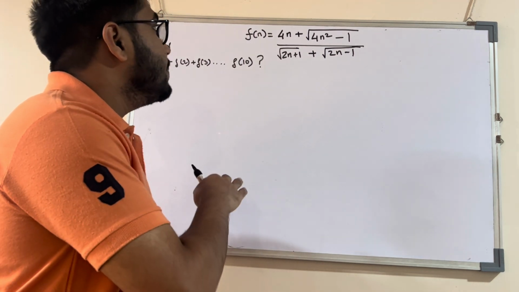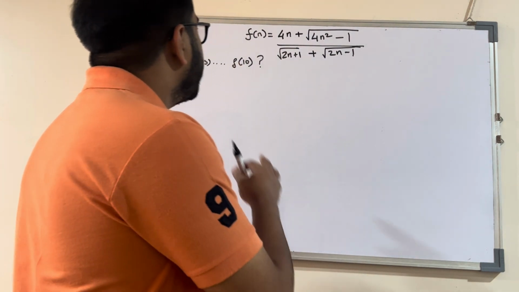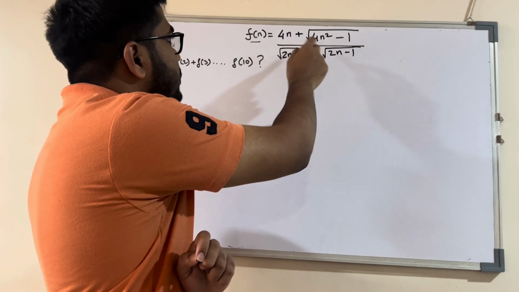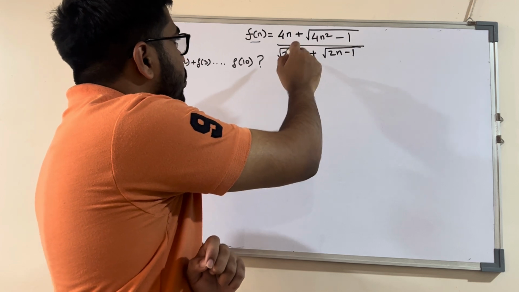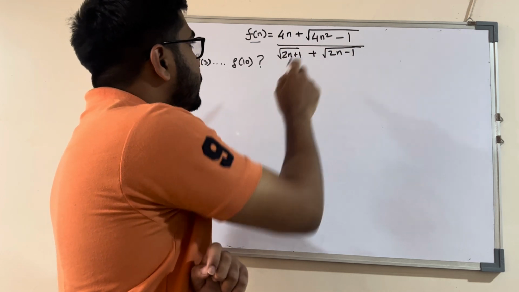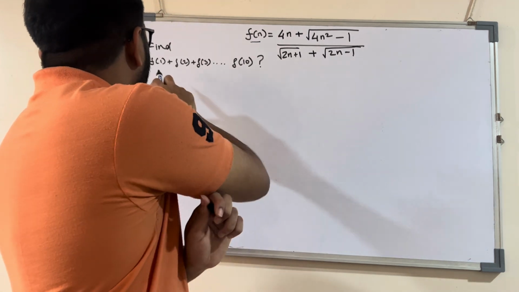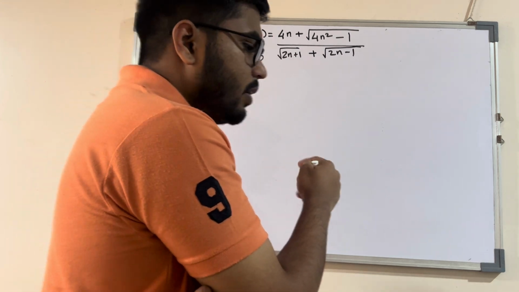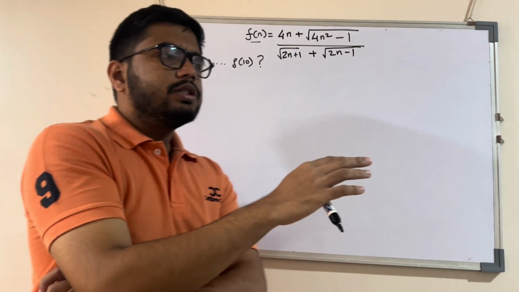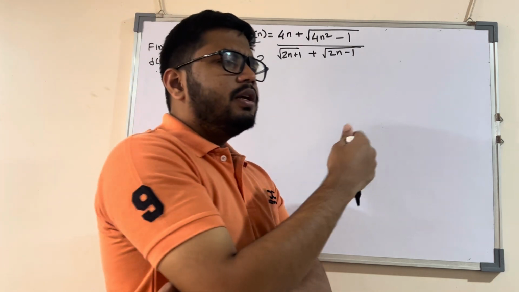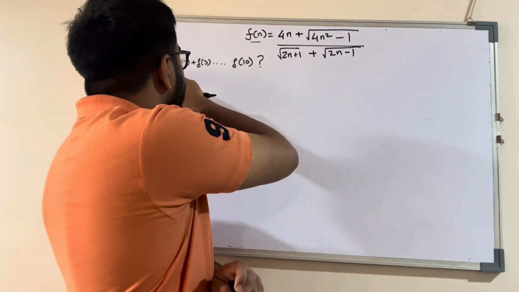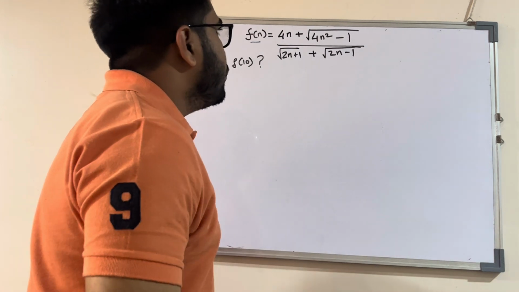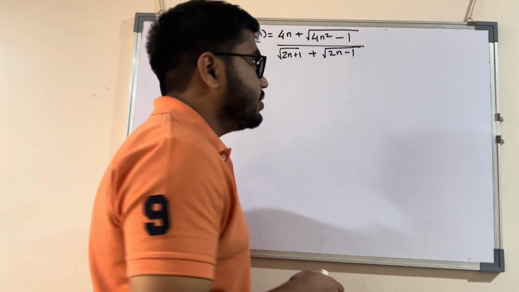So this is a pattern of question. Now here, what is the question saying? The question is saying there is a function f(n) which is (4n plus root of 4n square minus 1) upon (root 2n plus 1 plus root 2n minus 1), and they are asking what is f(1), f(2), f(3), the sum of this till f(10). So this is a very generic question which comes in maths. Generally a lot of times you might have seen there is a function given and they are asking sum, subtraction, addition, or some maths. So what's the right way of approaching such type of questions?